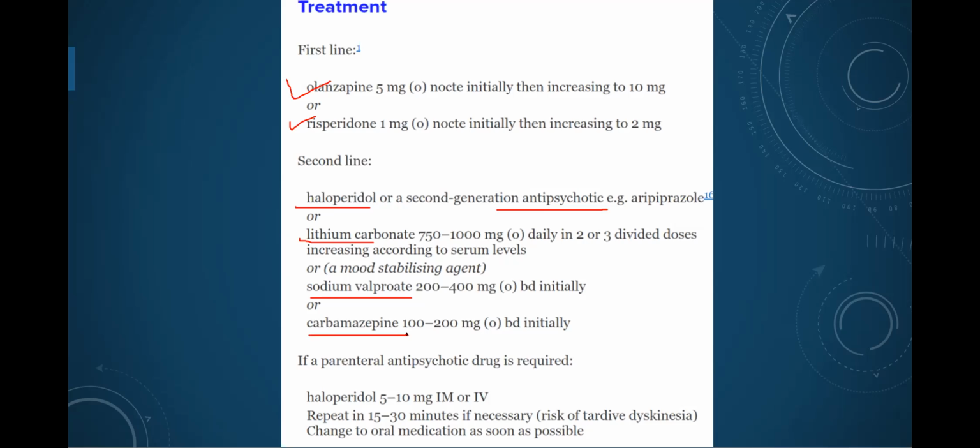When a patient has one episode of mania, they are at increased risk of having more mania. So we give preventive medications for those patients, a kind of prophylaxis. And lithium is the best preventive medication for bipolar disorder. Remember, first line is olanzapine or risperidone. If that's not in the option, haloperidol or other second generation antipsychotic, lithium, sodium valproate, or carbamazepine.